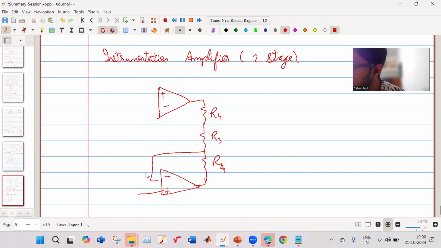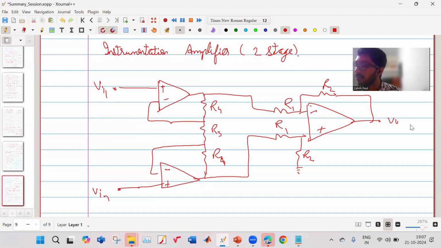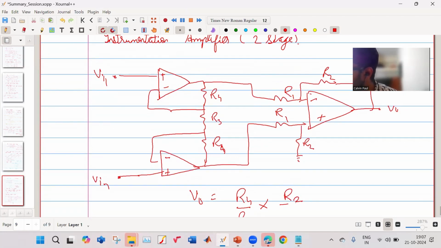Your negative feedback comes here, with your VI1. Here again negative feedback goes, with your VI2. Then from here, you connect it to R1, and here connect it to R1. Again, you have this and this plus. You have R2, which is connected down, and you have R2, and your V output. So your V output will be R4 by R3 into R2 by R1 into VI1 minus VI2.